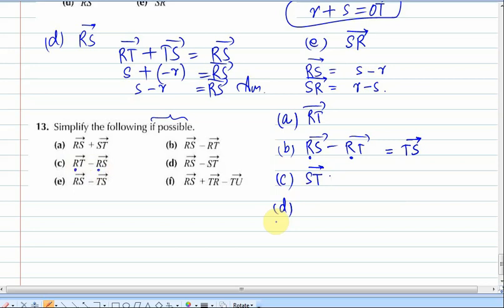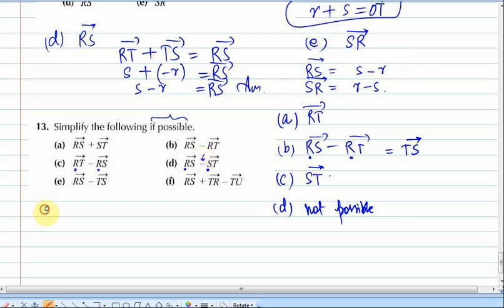Part D, RS minus ST. You need to give it a try first. Now D is not possible. Why not possible? Because in addition, the first letters of both are same, and if the second and the first letter are same, it must be positive. So it is not positive, we cannot add them, and we cannot subtract them because the first letters are not equal. Right?